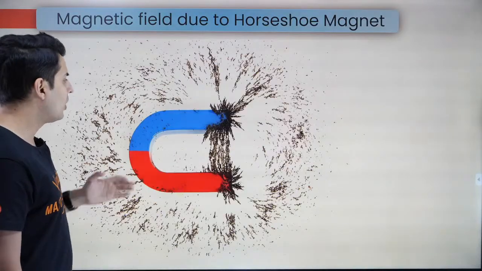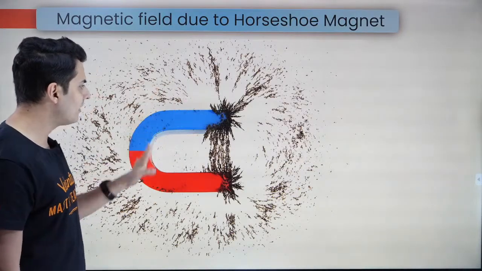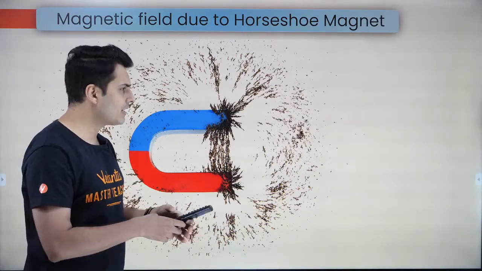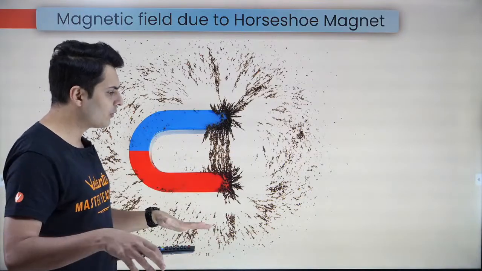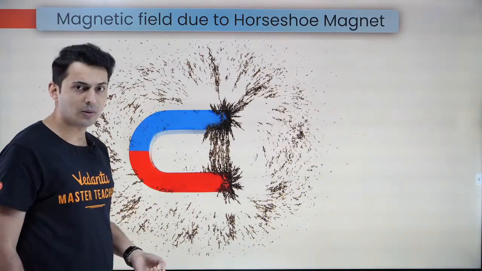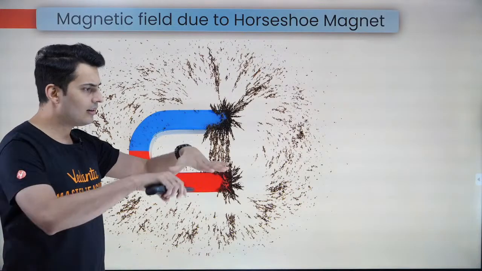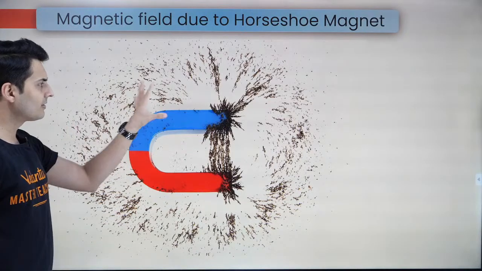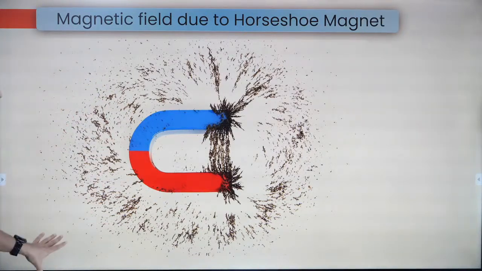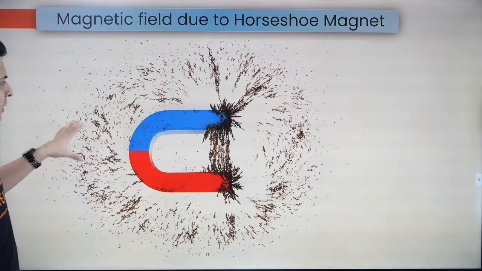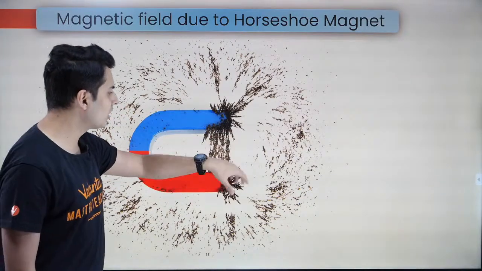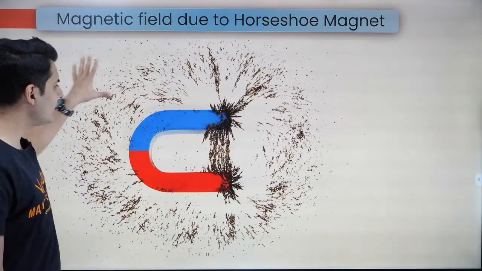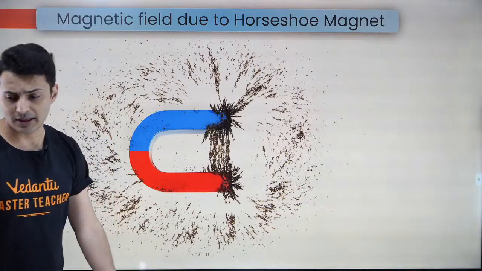The same way for a horseshoe magnet, the magnetic field lines look roughly like this, and you can very easily see how the magnetic field lines look by taking any kind of magnet and a piece of paper and sprinkling some iron filings over there. Tap that paper, let the iron filings settle down and arrange themselves in the direction of the field, and you will see roughly how the magnetic field lines look for a horseshoe magnet. They originate from the north pole and terminate at the south pole. You can see it's very strong near the poles, and it becomes really weak as you go far away from the poles.